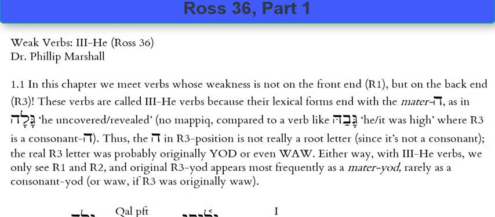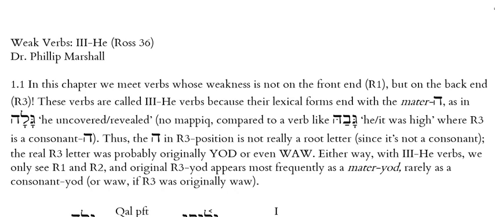In Ross chapter 36, we meet another weak verb type. This is the 3-hay verb section, the 3-hay verb chapter. And in this chapter, then, the weakness is not at the front end, but rather at the back end.